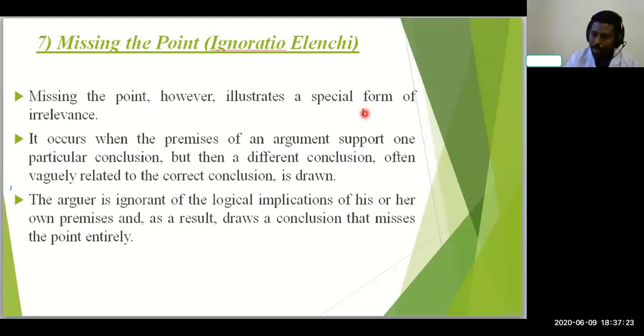So what an arguer may have are these factors, depending on these genuine factors, but he may miss the point for the conclusion. He may conclude that Addis Ababa University must be closed. He may conclude in this way.